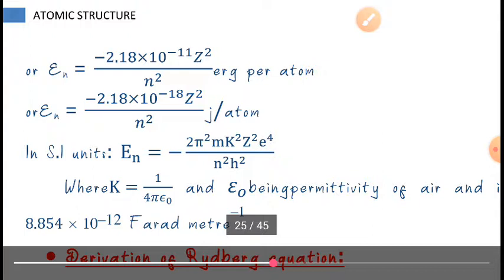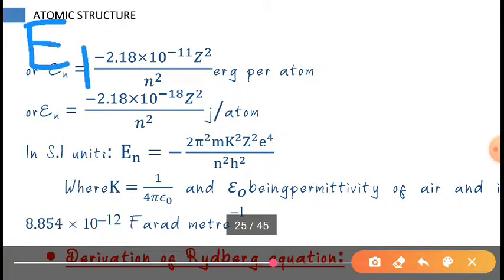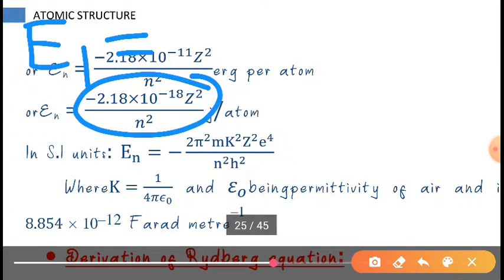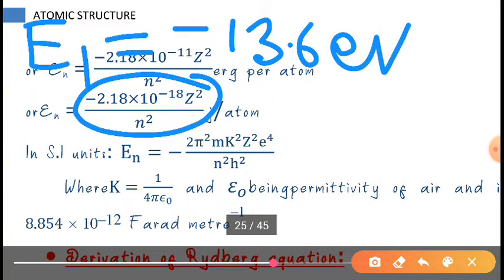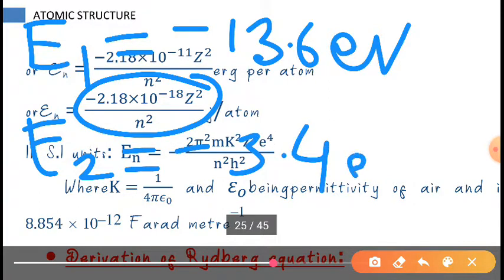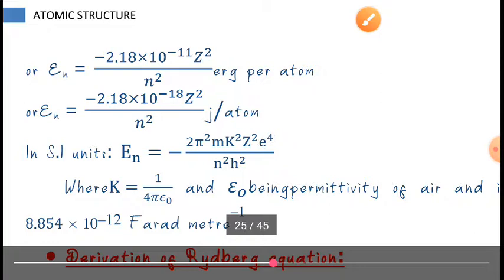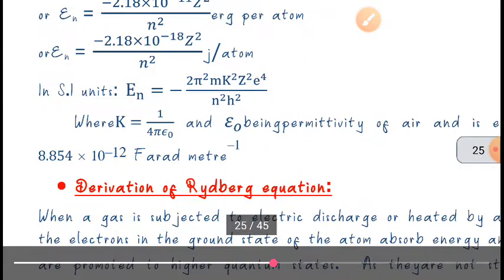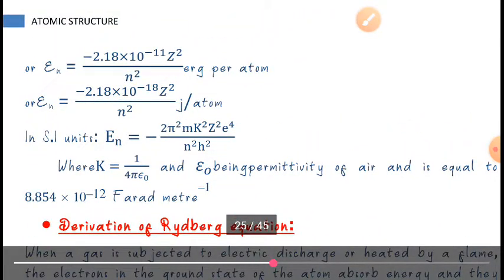If someone asks us to find the energy of the electron of hydrogen in the first orbit, suppose we take E1 for the first orbit. When we put the values here, we get minus 13.6 electron volt. And if we are asked to calculate for E2, we get minus 3.4 electron volt. Like this, we can easily calculate the energy of the electron in a hydrogen atom. So this was all about the calculation of energy.